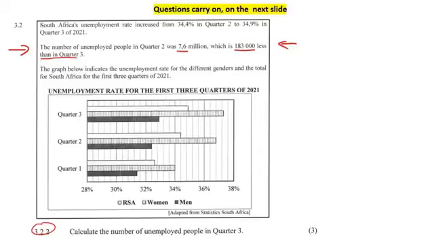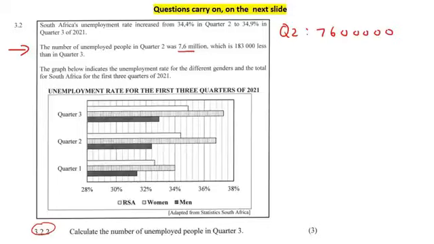So in quarter 2, there's this many. So how would you work out the total for quarter 3? Well, if you just read the sentence very carefully, they're saying that in quarter 2, it was 7.6 million. Okay, so let's write that down. Quarter 2, 7.6 million, which is that.